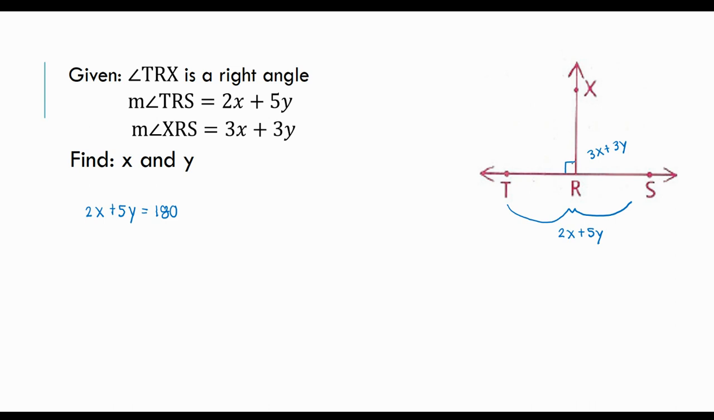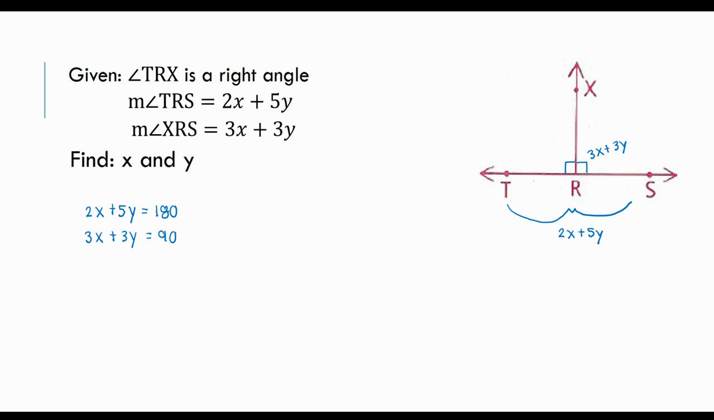However, with us being told that angle TRX is a 90-degree angle, if I know that I have a straight angle and one of the angles that helps form it is 90 degrees, hopefully it makes sense that on the other side that also has to be 90, because 90 plus 90 will make that straight angle of 180. So because now I know that angle XRS is represented as 3x plus 3y, but it's also a right angle, I can take 3x plus 3y and set it equal to 90. And now I have a system of equations I can start solving.